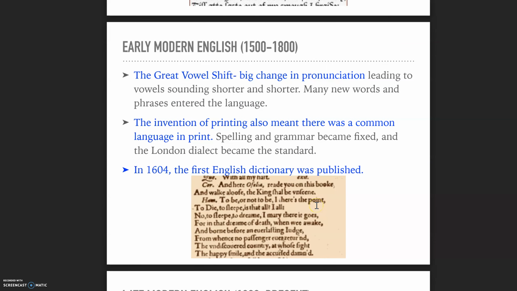So then we move into early modern, and I'm on the back page, page 8. So we're talking about early modern English, and that was about 1500 to 1800. The biggest thing that happened during this time period was the Great Vowel Shift.